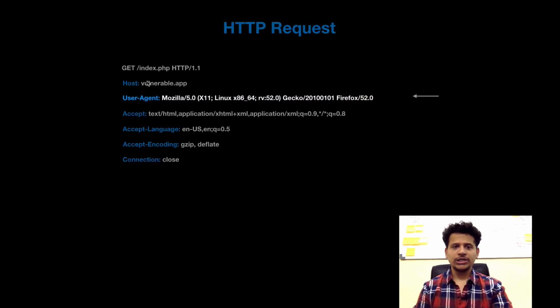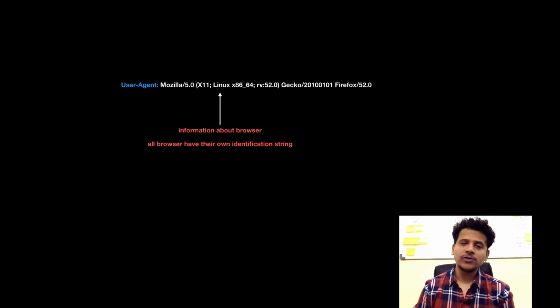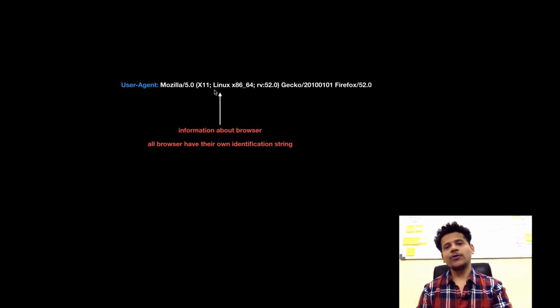Next is User-Agent. User-Agent tells the information about the browser. As we can see, this is the information about our Firefox web browser. All browsers have their own unique identification string. This is for Firefox. For Internet Explorer it will be different, for Google Chrome it will be different, and so on.